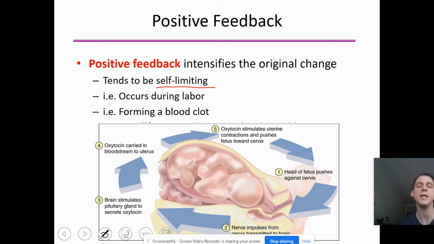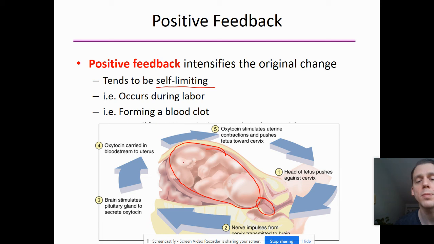An example could be during labor, again, involving oxytocin. So here we have the delivery of a baby. So here we have the babies ready to come out through the cervix. The cervix is a small opening that has to dilate. That means it needs to get wider. As the baby pushes against the cervix, it sends a message to your brain. Your brain then sends out oxytocin. Oxytocin helps to dilate the cervix, and it also helps the uterus contract. Both of those things are going to help to push the baby out.